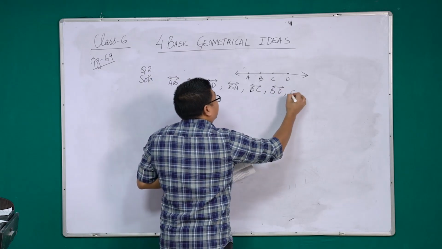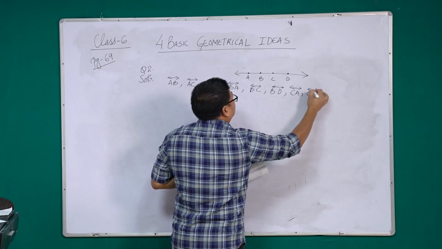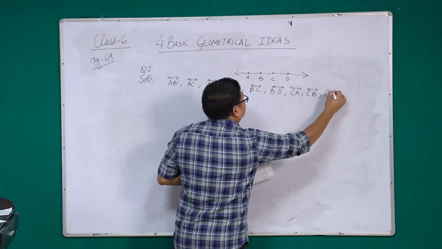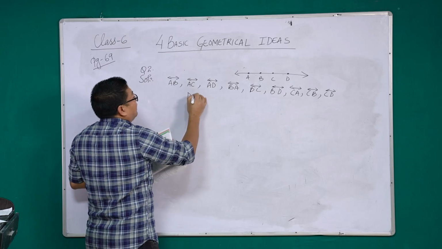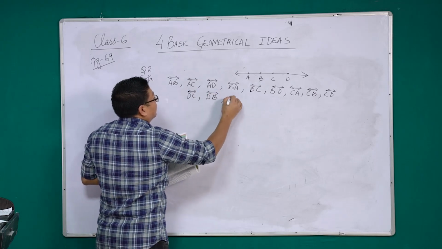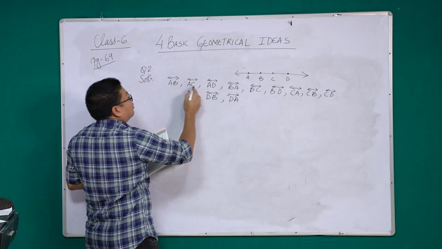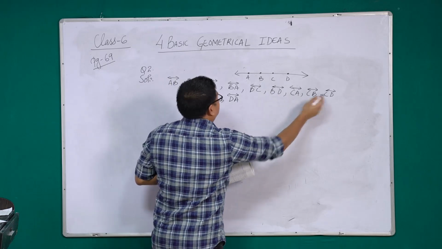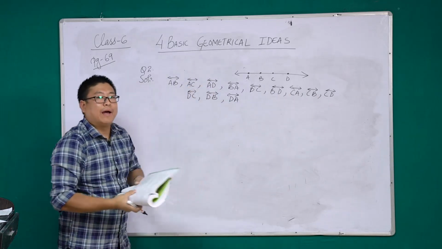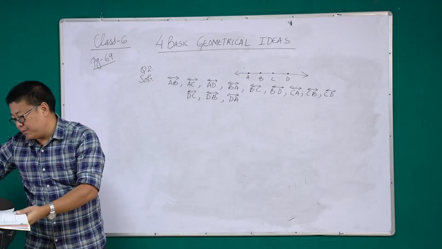Similarly for C, CA will be another line. CB another line. CD. Now DC, DB, DA. All these are lines. So 1, 2, 3, 4, 5, 6, 7, 8, 9, 10, 11, 12. We have 12 lines with us. All right? So let's move on to the next question.